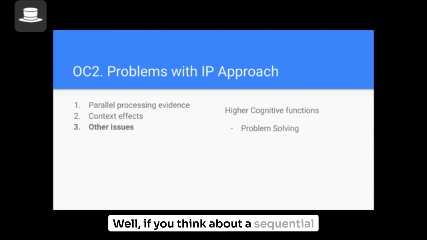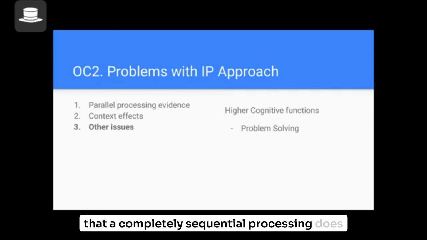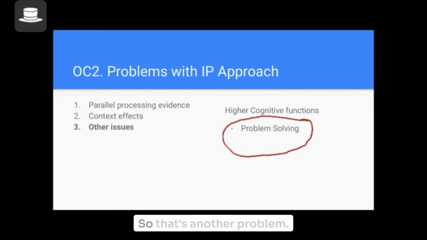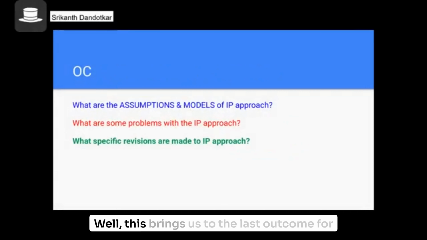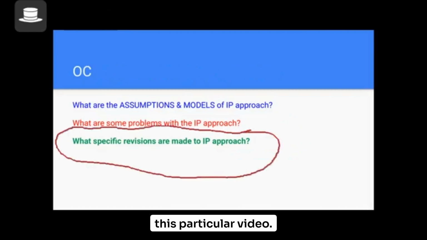Now, if you think about sequential processing, it would take forever. It's as if you are managing multiple things, which does not mean multitasking, because we'll talk about this later. But the idea is that completely sequential processing does not explain the more complex tasks our mind does. So that's another problem with this approach: it cannot explain more complex tasks if you assume that our processing is sequential.